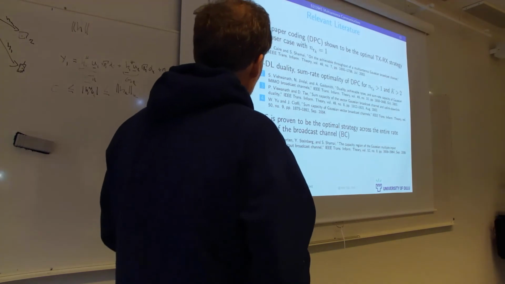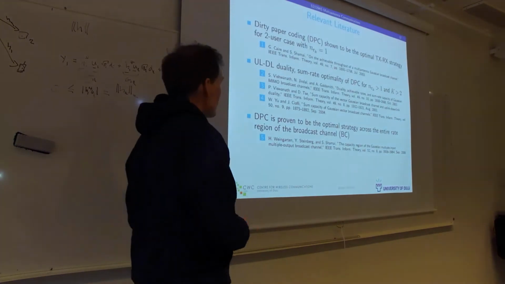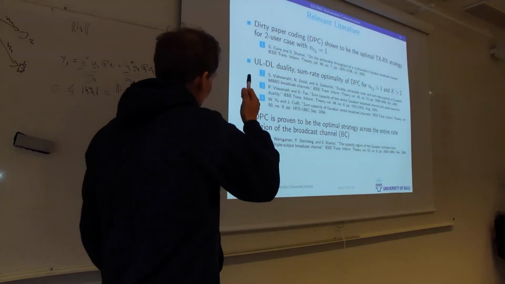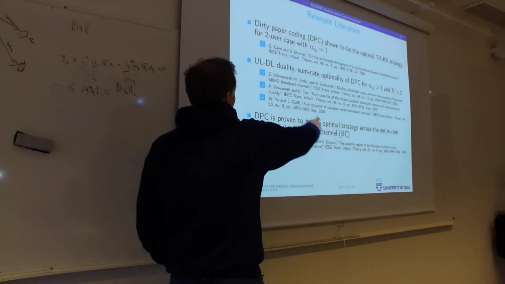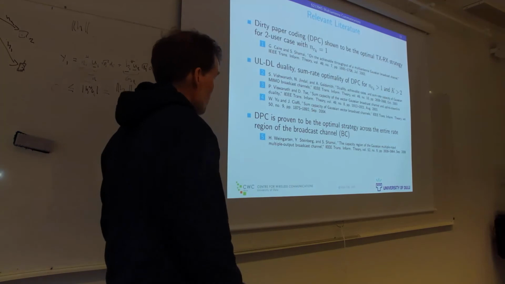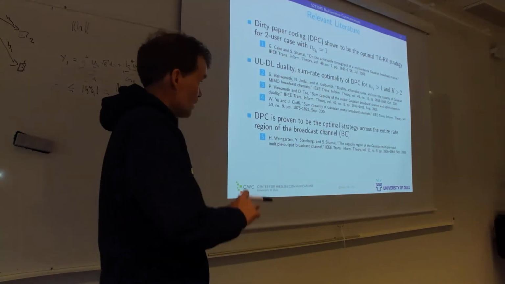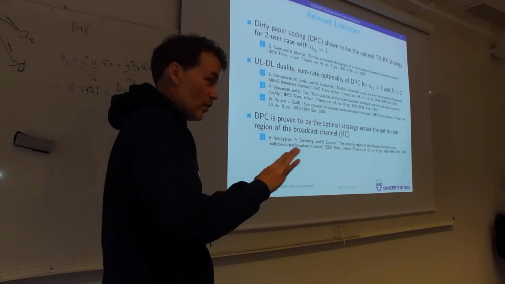For some reason you want to work on this nonlinear downlink strategy, you can have a look at these early papers. So you can see that most of these papers were published in the early 2000s. Before that, the capacity optimal strategies for downlink were not known, right?